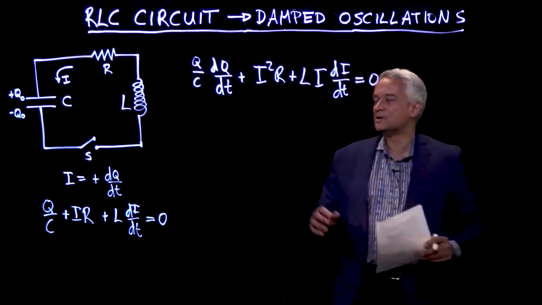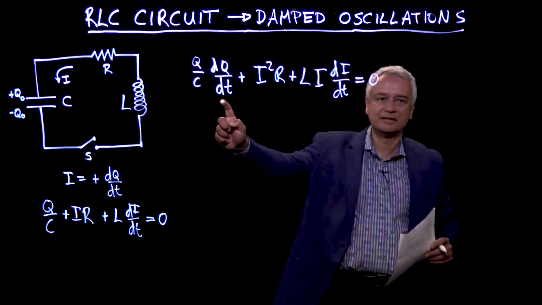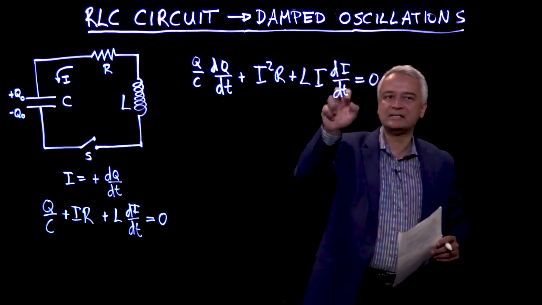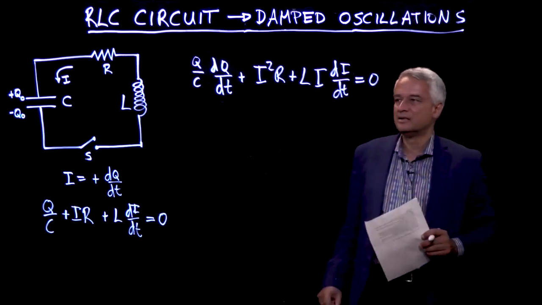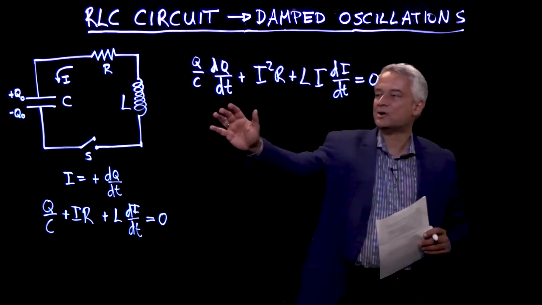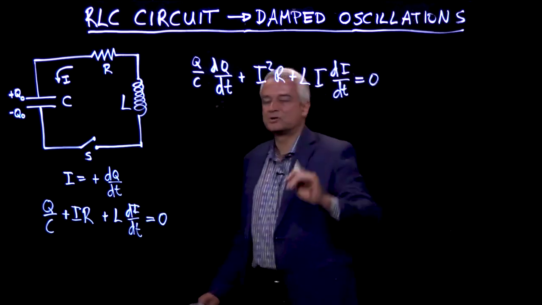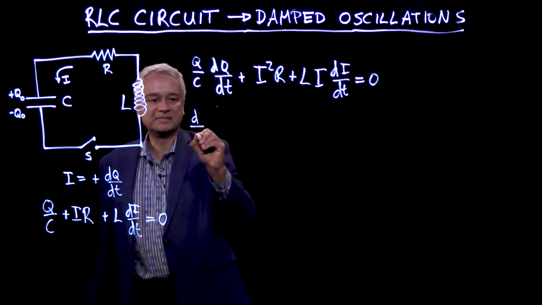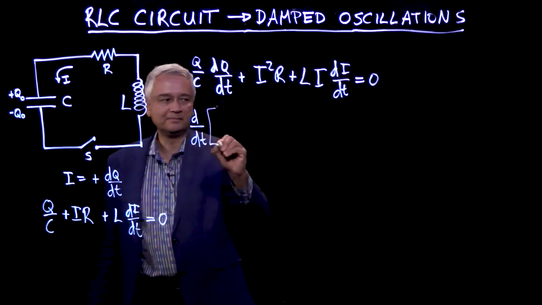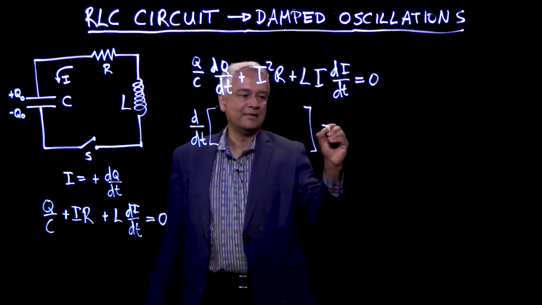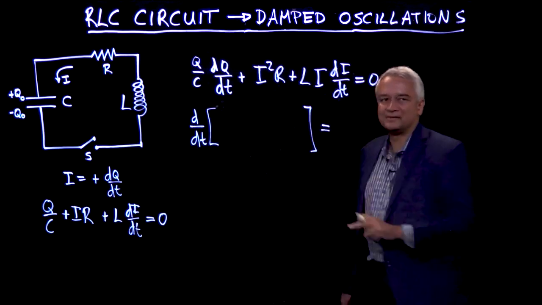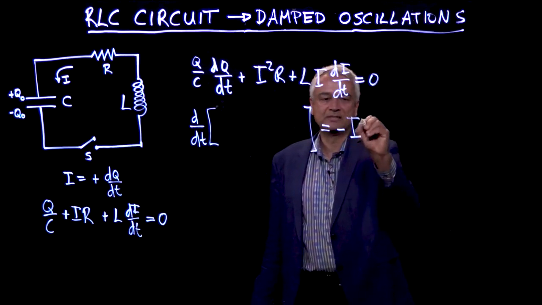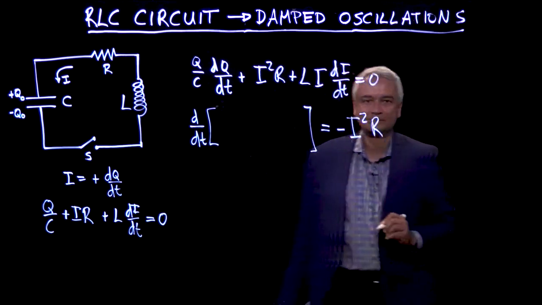OK, now I look at this and I notice that here I have a Q dq dt. That's the derivative of Q squared, divided by 2. Here I have an I di dt. That's the derivative of I squared, divided by 2. So I'm going to collect the first term and the third term, and write them as the derivative of something. So it's d by dt of something. And then I'm leaving out the I squared R term on the left, so that has to move over to the right. So whatever that something is, its derivative will be minus I squared R.